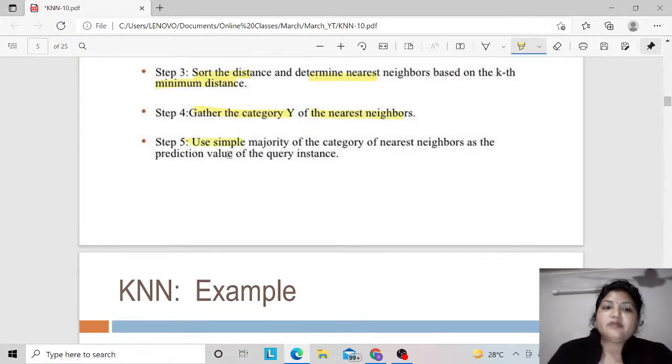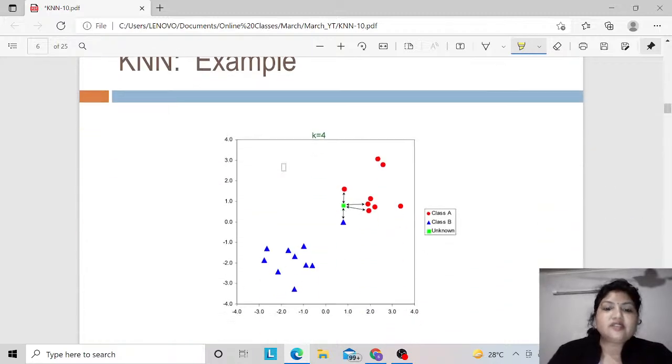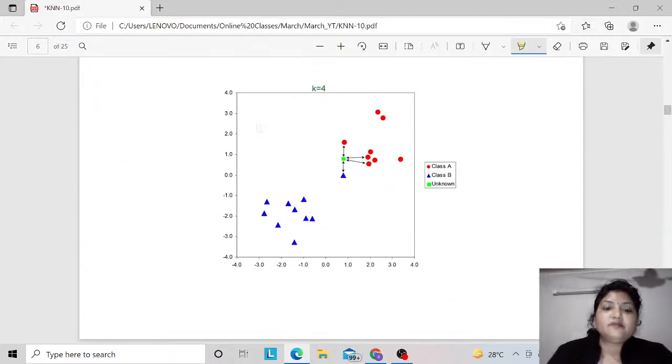Right, and the last step, use simple majority of category of nearest neighbors as the prediction value of the query instance. So let us take one example. Here your k value is 4 and you have 3 classes. Over here we have an unknown class and we segregate it like this. It is not falling under this data point, it is not nearest to this, it is not following the patterns of this as well.